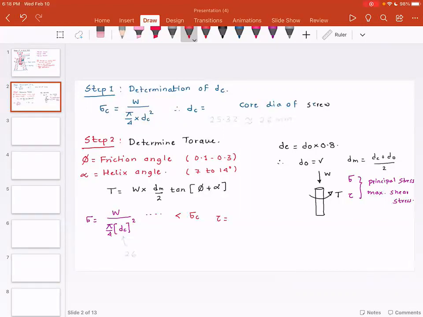Next thing is we need to find out the value of tau. Tau is equal to T divided by J multiplied by R. Now the value of torque comes from equation 2.